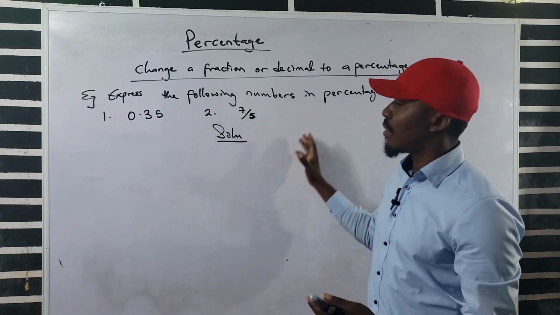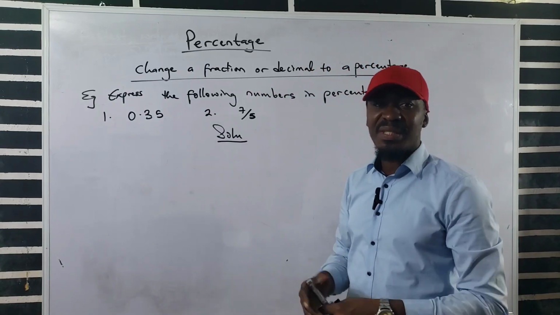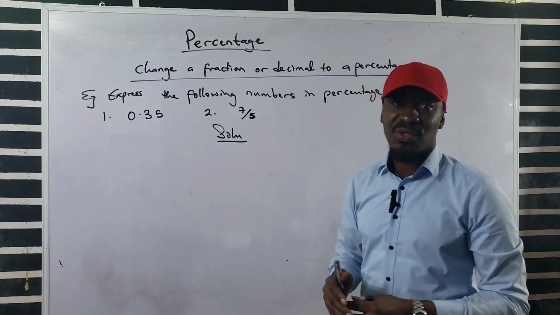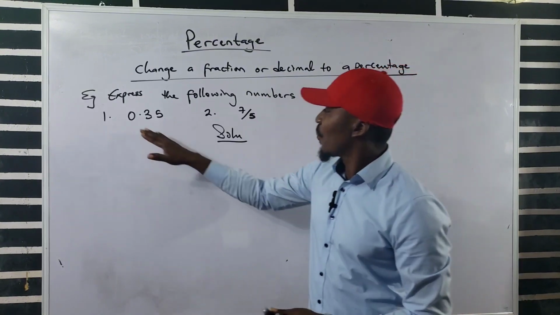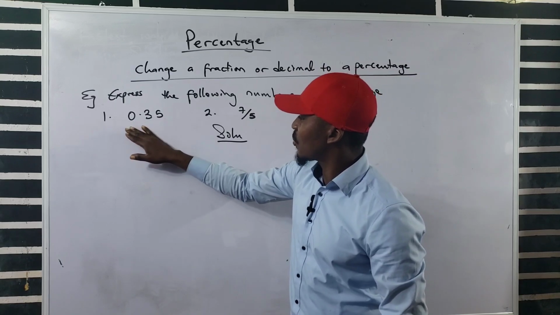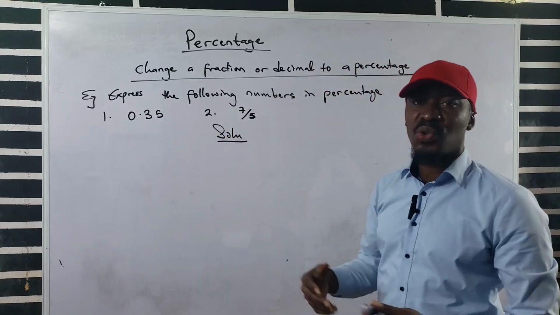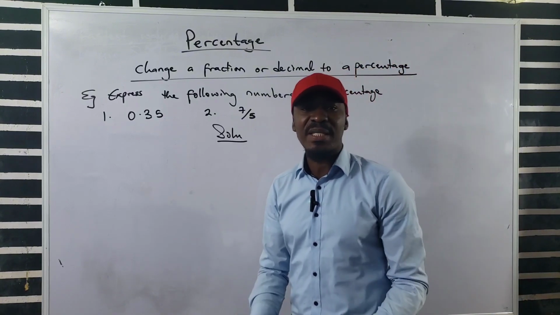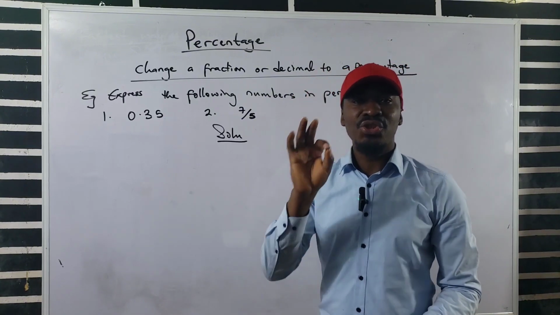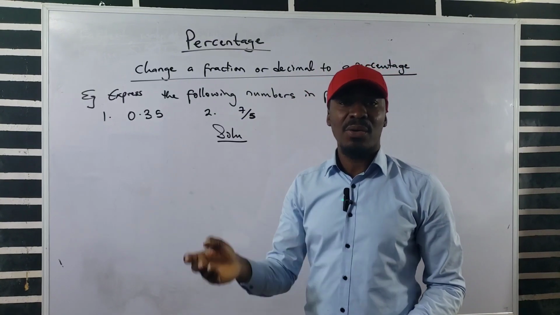So this is the basic aspect of this topic. So that's where we are going to start from, the basics, then we progress. To express this number as a percentage, what are we going to do? It's very simple. When you are asked to express a number as a percentage, just multiply that number by 100.